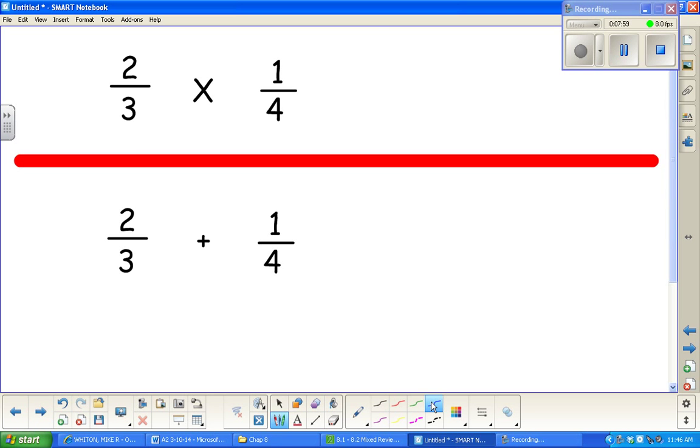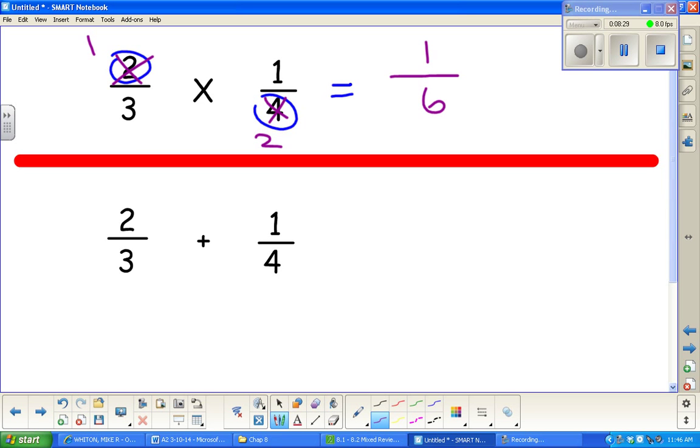If we're multiplying fractions, remember we can reduce anything in the numerator over anything in the denominator, meaning this 2 and this 4 can be reduced. I can divide them both by 2. So this would become a 1, this would become a 2, and then we're left to just multiply straight across, 1 times 1 and 3 times 2. And that'll give us a final answer of 1/6.